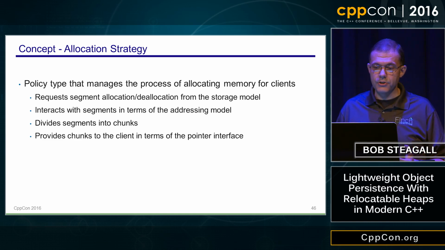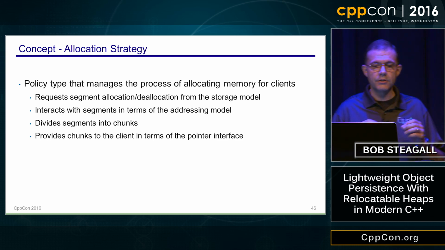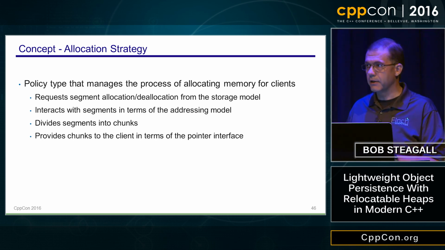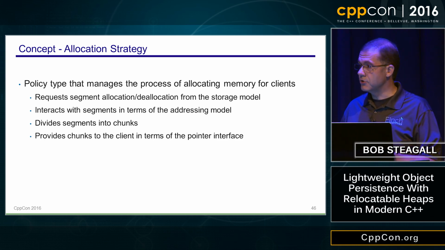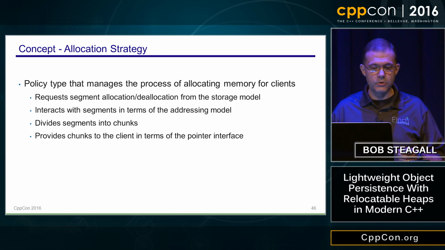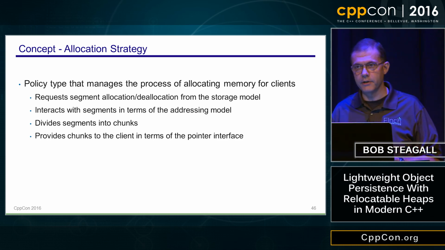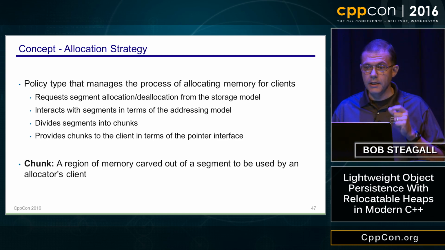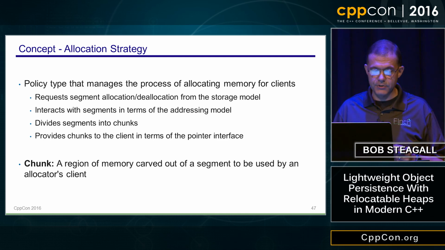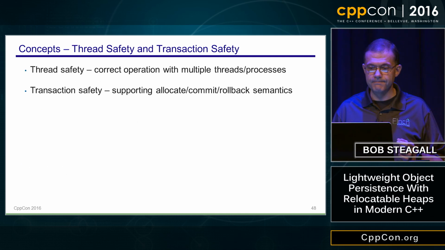Next up is the allocation strategy. And this is what we normally think of as an allocator. It's a policy type that manages the process of allocating memory for segments. It requests segment allocation and deallocation from the storage model, and recall that the storage model is a proxy for the operating system. It interacts with segments in terms of the addressing model. It divides those segments into chunks for use by the client, and it provides those chunks to the client in terms of the pointer interface. And also, by the way, a chunk is a smaller region of memory that's carved out of a segment to be used by an allocator's client.